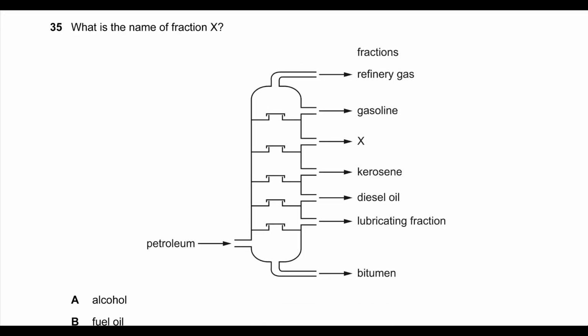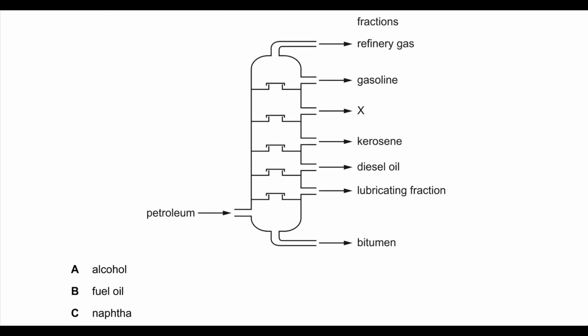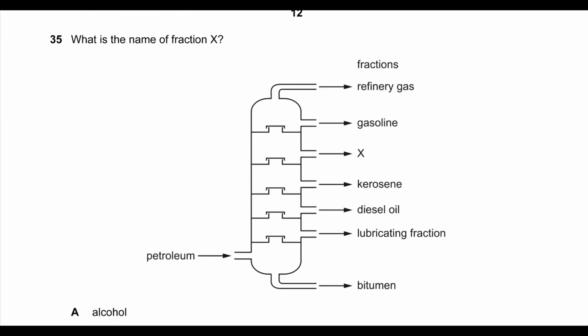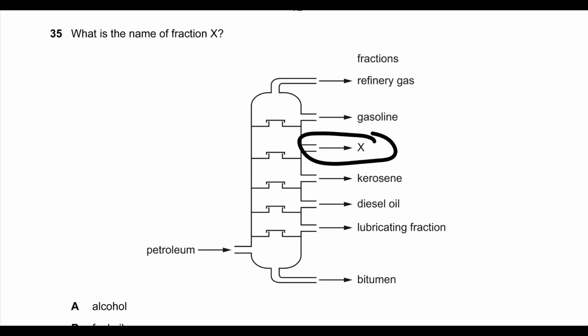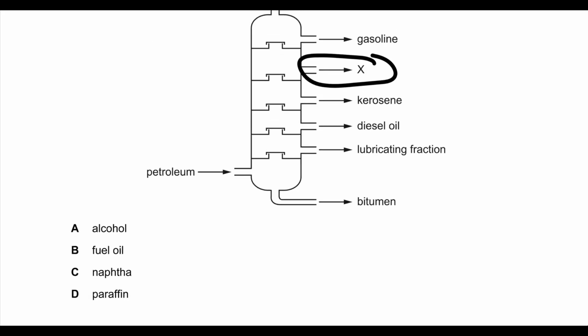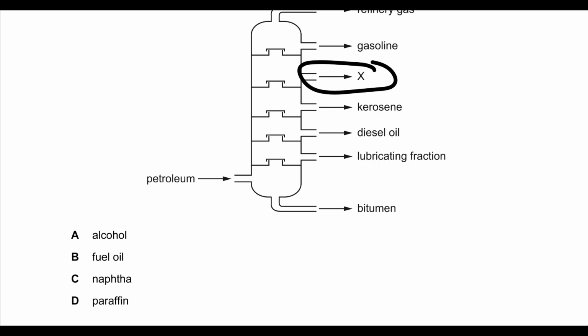Here in this question, you have to memorize the fractions which are obtained from fractional distillation of crude oil or petroleum. So here you have the first fraction. What's the name of this fraction? Is it alcohol? No, we don't have any fraction of alcohol in the fractional distillation. So one of them should be naphtha. You may check it from your course book.